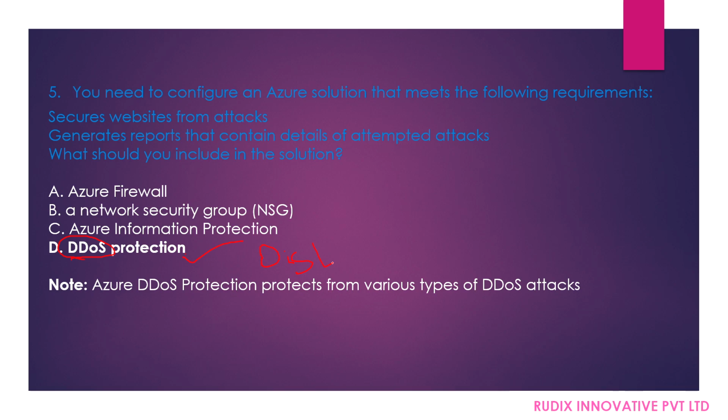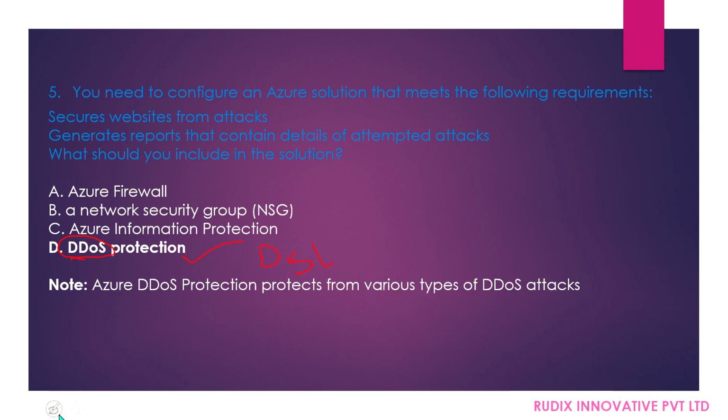Firewall is a network security service for filtering and controlling network traffic. It may not provide the protection needed from DDoS attacks. Network security group is a basic level of network security that filters traffic at the network layer but does not offer specialized distributed denial of service protection. Information protection is a service for classifying and protecting data, which is not directly related to defending against DDoS attacks or generating reports of attempted attacks.